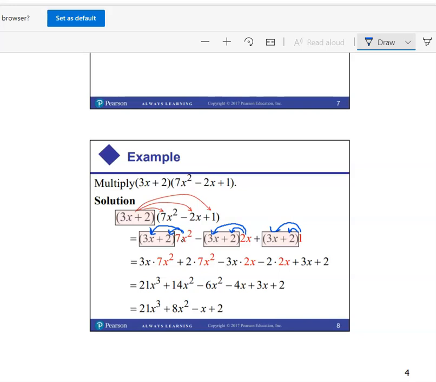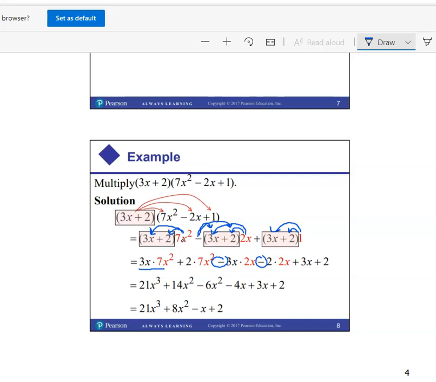Now, we want to pay careful attention to the fact that this minus had to get distributed to both of these things. That's why both of these are negative. Okay? Then on this one, this is a plus, so we've got 1 times 3x and 1 times 2, which is going to give us our 3x plus 2. Okay, now they've simplified these things.